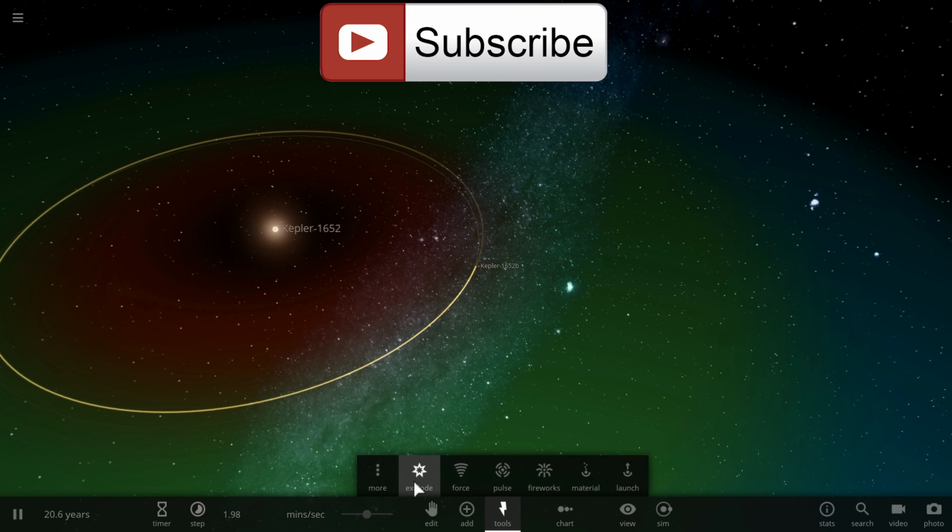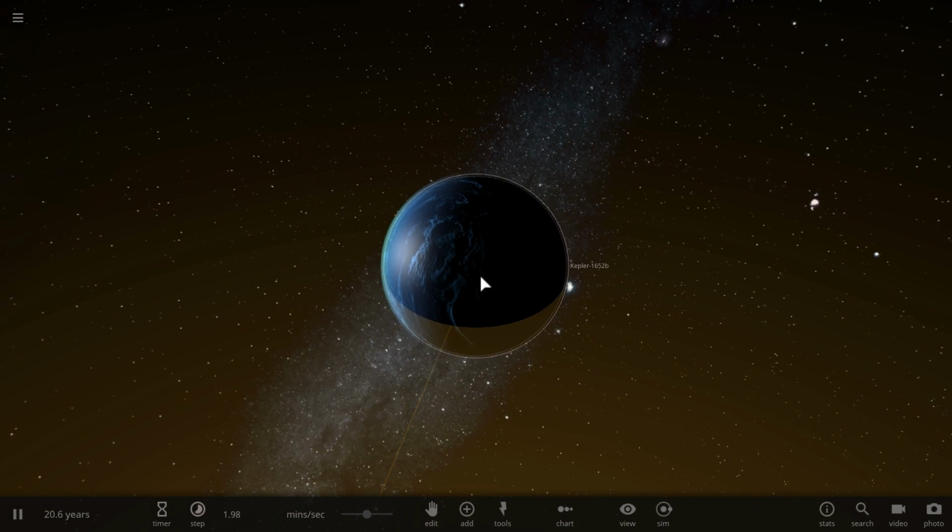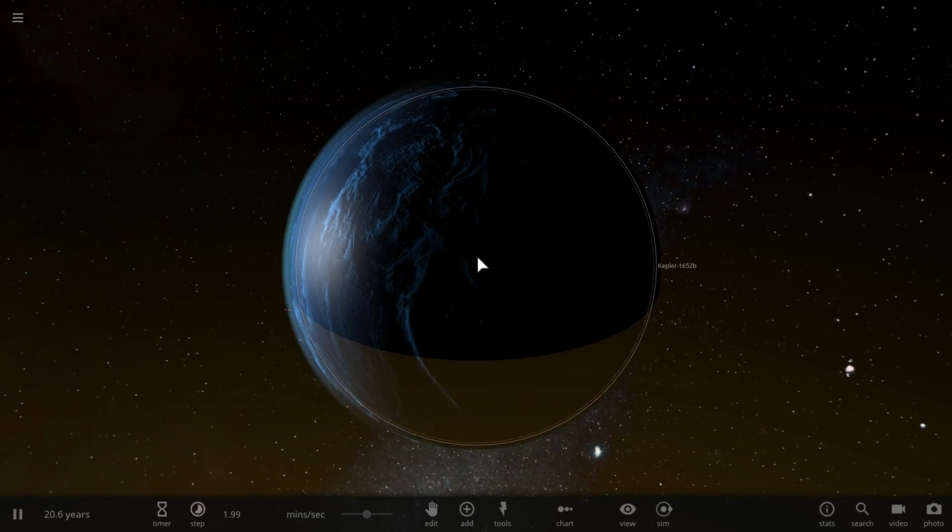Now let's just go ahead and explode the star to see what happens to Kepler 1652b if there is a supernova nearby.